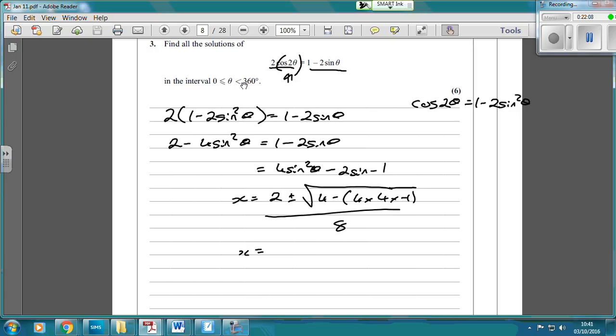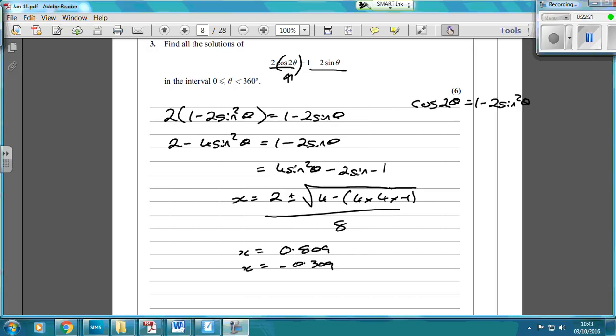Bear with me a second. I'm just going to pause the video, work out what it is, and then write down the 2 values. And so we get x equals 0.809 and x equals minus 0.309. Remember, x in this case is sin theta, so sin theta equals this, and sin theta equals that one there.